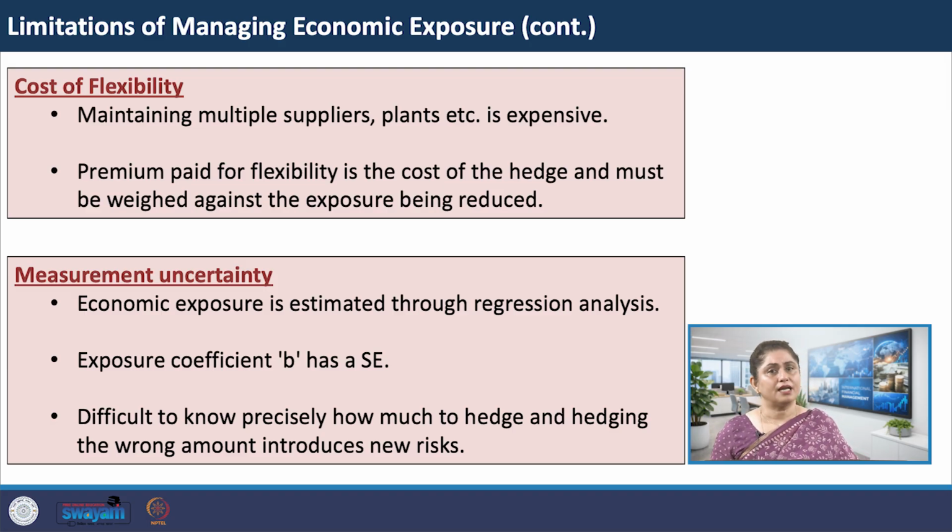Economic exposure cannot be measured with the same precision as the transaction exposure. Two equally competent analysts examining the same firm might produce different coefficient, that is B estimates, depending on their choice of time period, the exchange rates they regress against, and the proxy they use for firm value. This measurement uncertainty makes it difficult to determine exactly how much hedging is optimal.